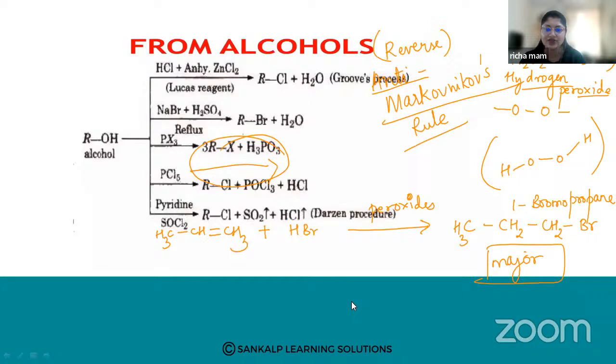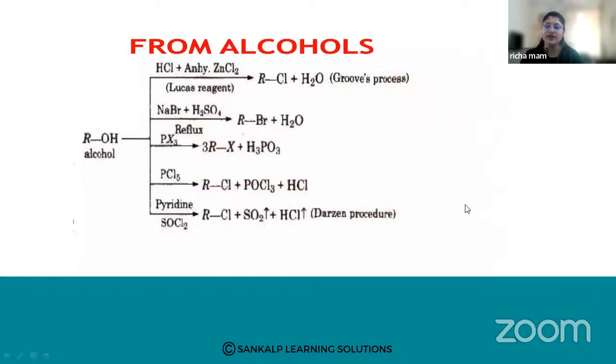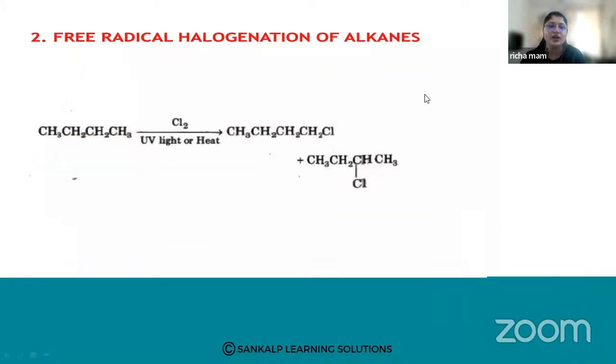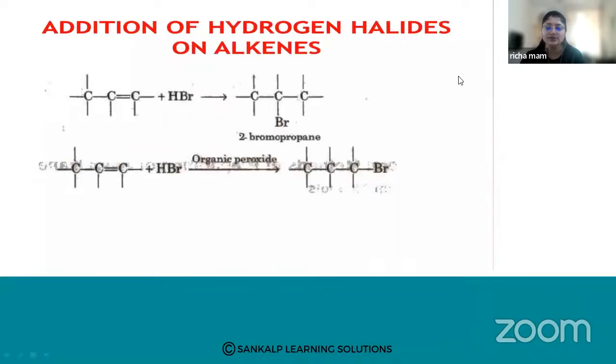So these are the reactions which we have seen. Then we started with hydrocarbons, that is, free radical halogenation of alkanes by the free radical mechanism. Then we saw the addition of hydrogen halide, what the Markovnikov rule is and what the anti-Markovnikov rule is. The remaining methods of preparation we'll be discussing in the next class. Is it clear?